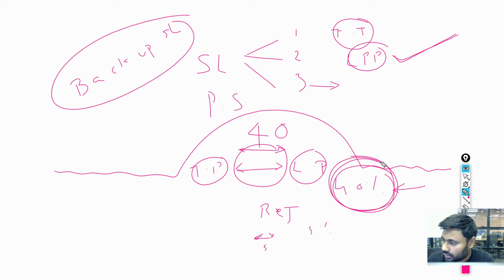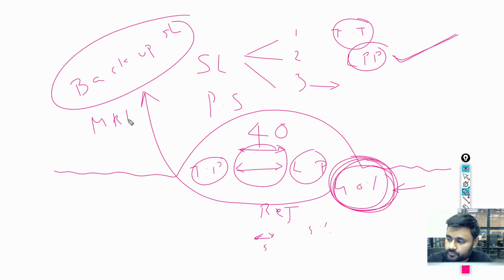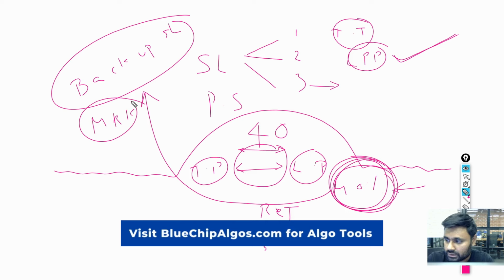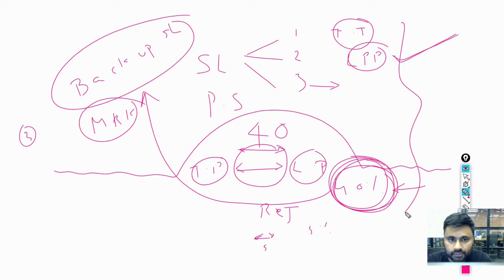If your stop loss limit order gets rejected by the exchange, immediately this backup SL should kick in, and then it should square off your position in market. It's very, very important, guys. So the third and the most important thing is, if everything else fails, then the backup SL should come, and it should rescue your positions, right? So these three are very, very important when it comes to the stop loss.